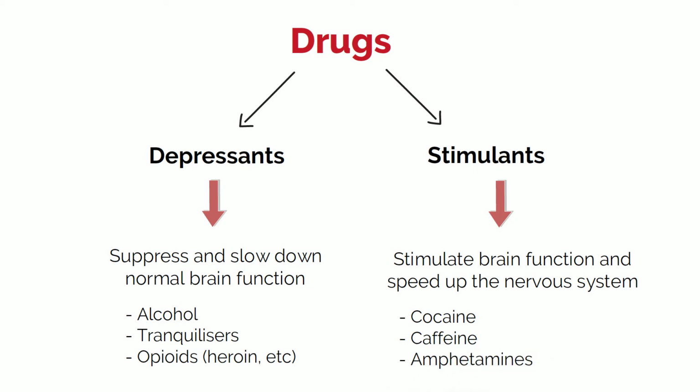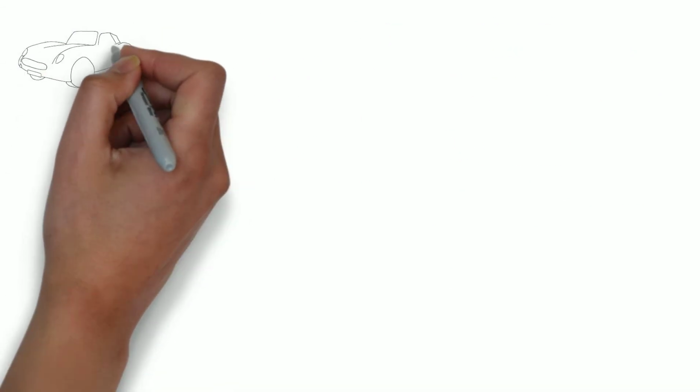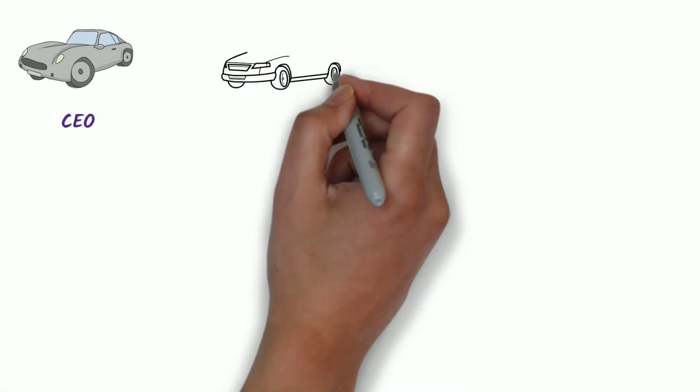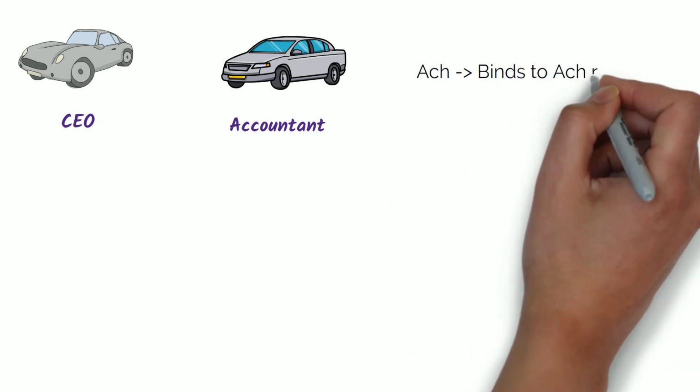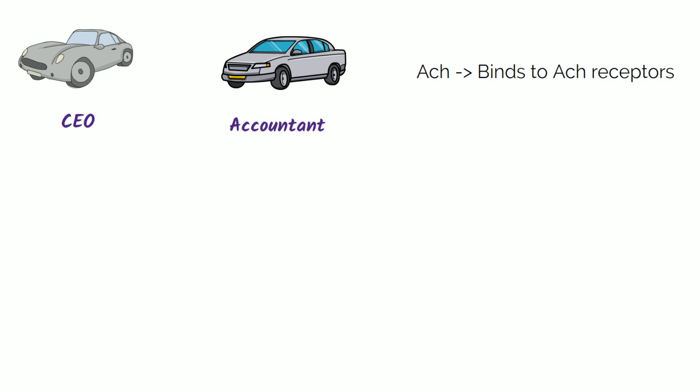Like I mentioned before, neurotransmitters attach to specific receptors. Think of these receptors like a company's car park spaces, which are marked specifically for certain people. So if you're the CEO of the company, then you park your car in the CEO space. If you're the accountant, you park the car in the accountant space, etc. Similarly, neurotransmitters and other chemicals have specific receptors that they bind to. So ACH has specific ACH receptors it binds to, and this is true for drugs as well.